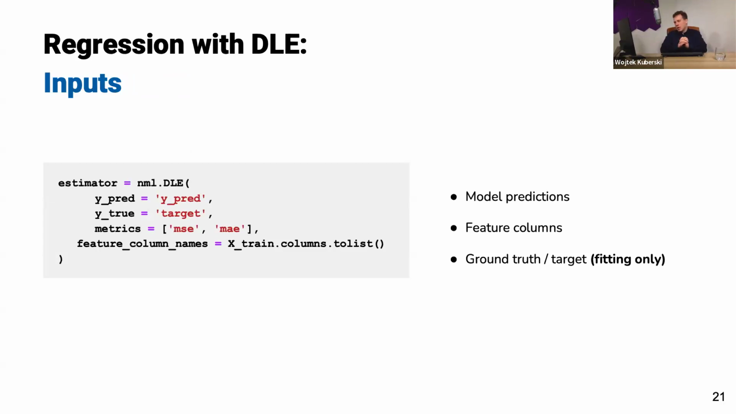What do we take as inputs? First thing is we need to take the model predictions. Whatever our model predicts, it's a continuous real valued number, we take that. We also will take all the features that the model consumes, and we also take the target, also known as the ground truth, for the fitting part, so only for the reference dataset, because on the reference dataset, we're going to fit the DLE. It's also a machine learning algorithm, and we're going to learn what the model uncertainty is, and how it maps to expected model performance.